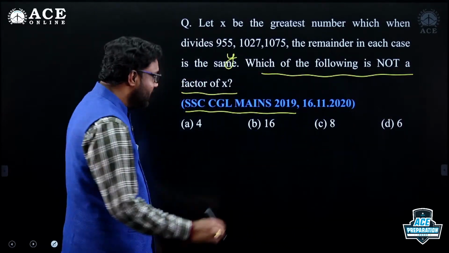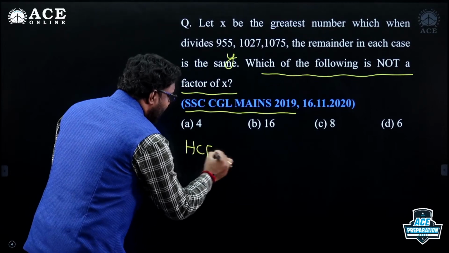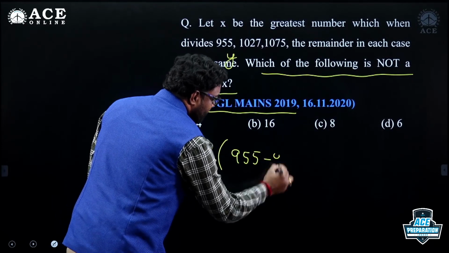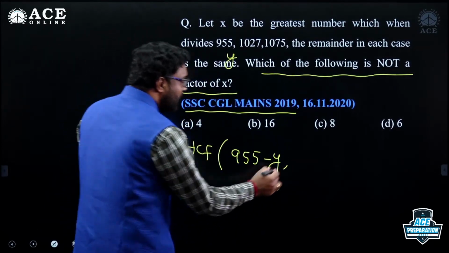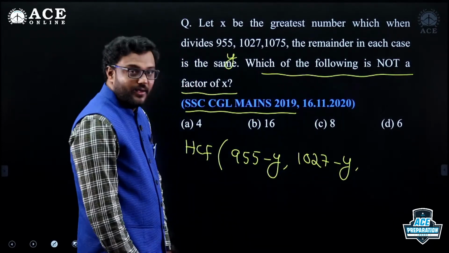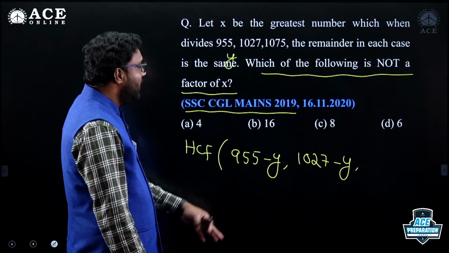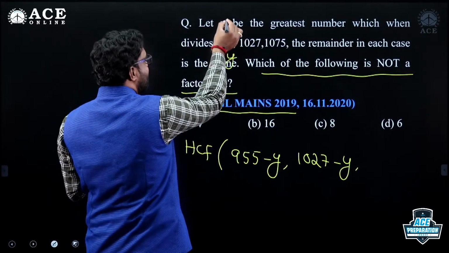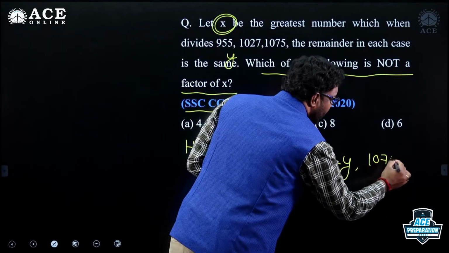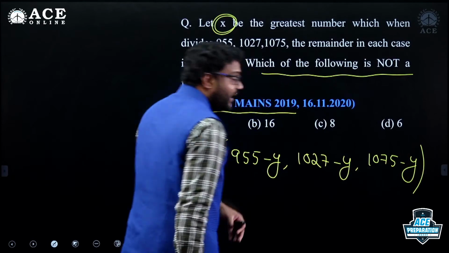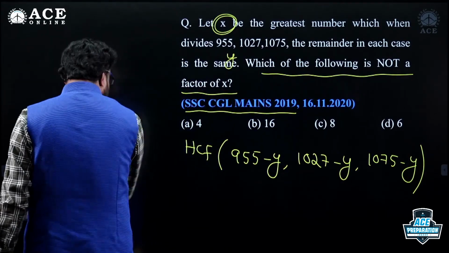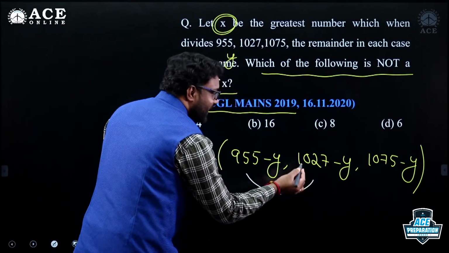Concept oriented question. See, when you divide 955 by x you are getting the same remainder. Let that remainder be y. I am removing that remainder. 1027 divided by x, the remainder is y. Let us remove that remainder. So that is exactly divisible by your x. x is the greatest number which is dividing that. 1075, when you divide by x, it is giving some remainder y. Remove that remainder here. Okay, now see this, my dear friends. Differences. What is this difference? Here the difference.